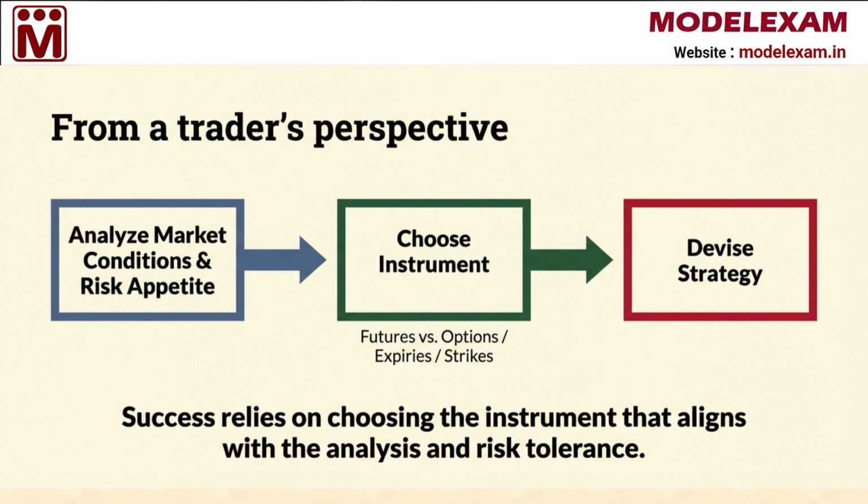From a trader's perspective, success in the market depends on 3 steps. First, you must analyze the current market conditions and understand your own risk appetite. Second, you choose the right instrument, whether that is futures or options with specific expiries and strikes. Finally, you devise a strategy that aligns with your analysis. Ultimately, your success relies on picking the tools that best fit your view of the market and your tolerance for risk.